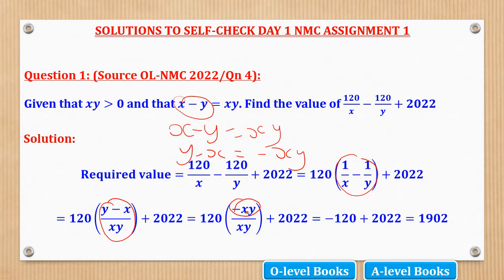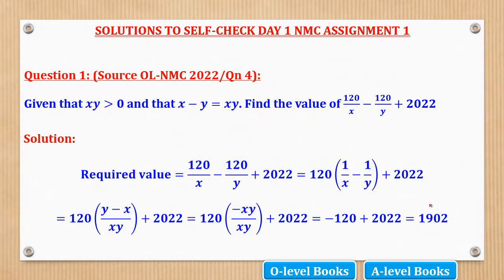Then here we realize this and this can cancel. When it cancels, you remain with the negative 1. Negative 1 times 120, that's where this negative 120 came from. Plus 2022 to give you 1902 as the required value. So basically that was the trick behind this question.